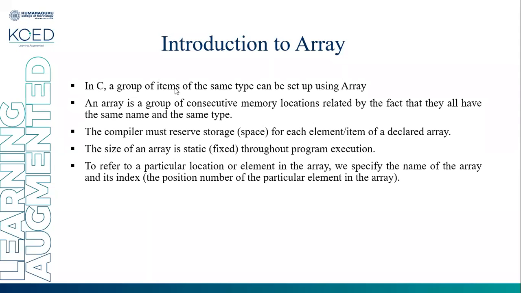In C, a group of items of the same data type can be set up using an array. A group of items of the same data type stored under one name is known as an array. An array is a group of consecutive memory locations related by the fact that they all have the same name and same data type. The elements are stored in consecutive, adjacent memory locations.